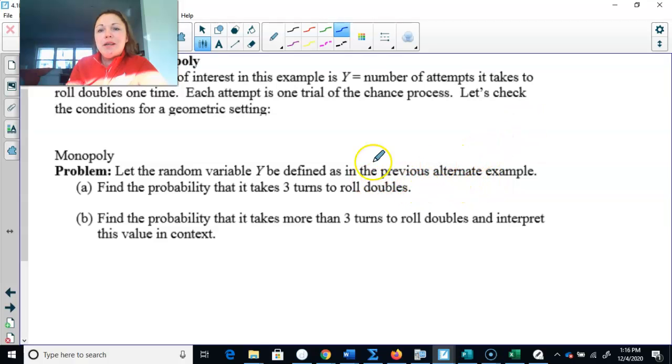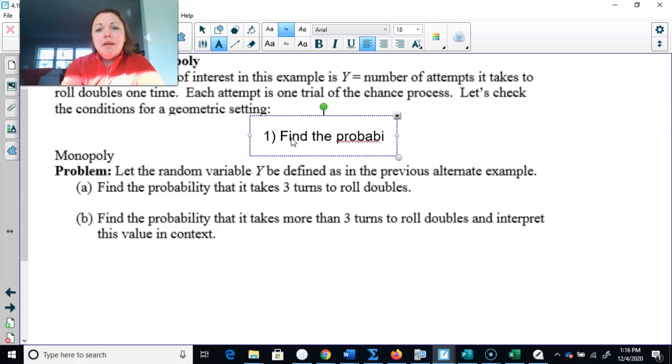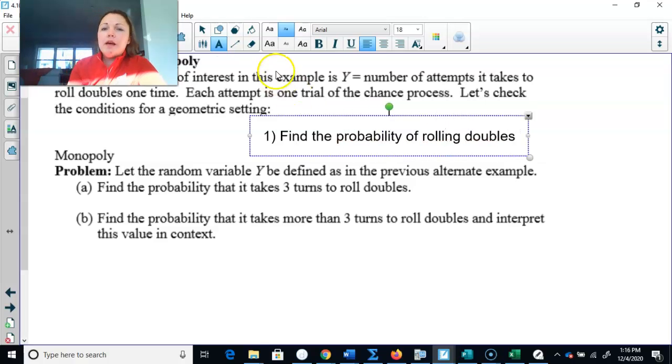So the first thing that we need to do is figure out the probability of rolling doubles. Okay, that's the first thing we have to do. Sometimes you have to figure out the probability, and that's what can be tricky sometimes, okay? But we should be okay. We need to first find the probability of rolling doubles, okay?